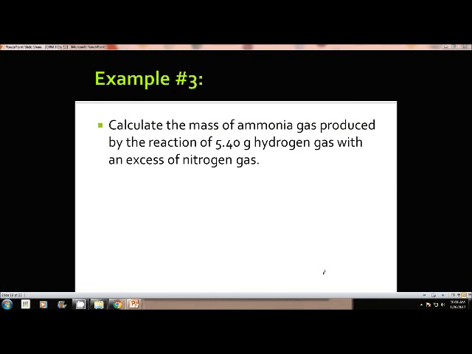So, calculate the mass of ammonia gas produced by the reaction of 5.40 grams of hydrogen gas with an excess of nitrogen gas. To save us some time, this equation was used not a million times, but a lot of times yesterday. The equation that we used in example number 1, I think, on the other side, on page 2, was that N2 plus 3H2 yields 2NH3. We're going to just save some time and just write that down right now, okay? Because the nitrogen gas reacts with the hydrogen gas to form the ammonia, which is NH3. And it's already balanced because we used it a bunch to already balance yesterday. So we're just going to not take that time right now.